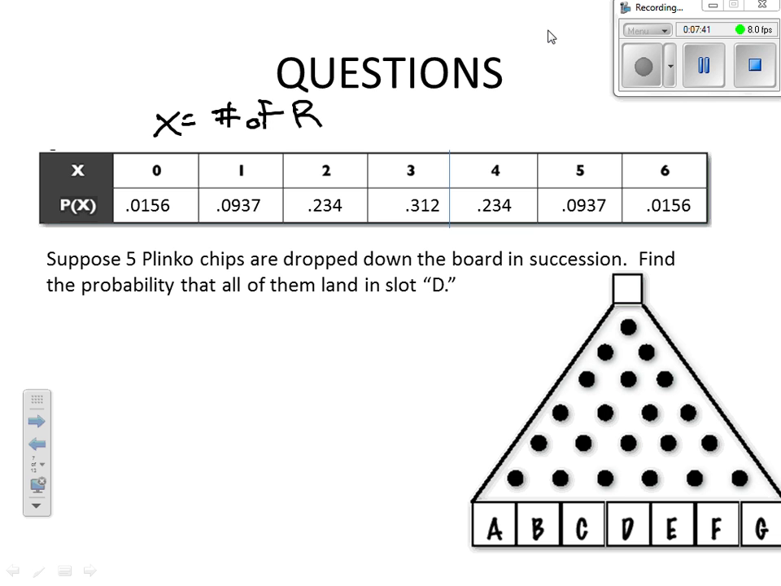So suppose we drop 5 chips into the board. What's the probability that we land over here in slot D? Well, the trick here is to realize how many right turns it would take to get into D. First off, if you took 0 right turns, if it stayed left, left, left, left, left, left, that would put you into A. So this is really slot A. 1 right turn anywhere along the way would put you in B. 2 right turns would get you to C, so on and so forth.